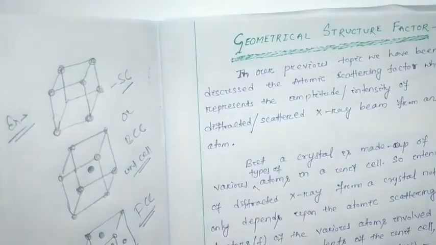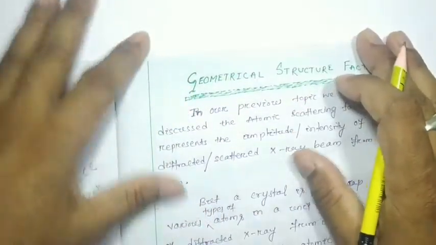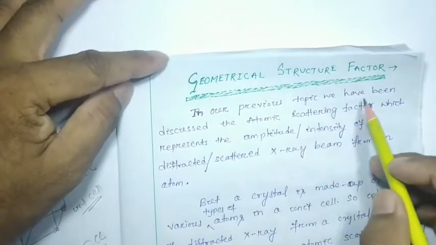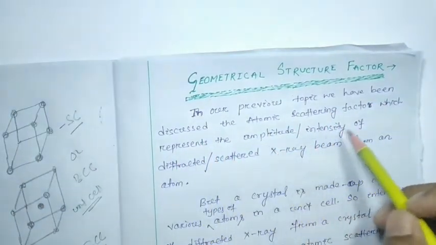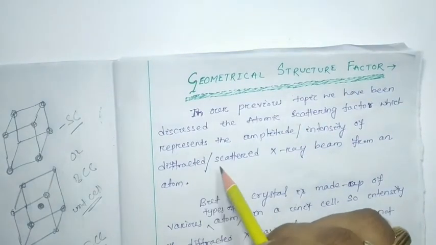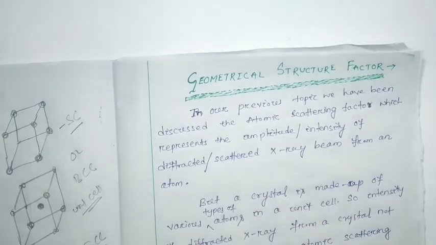So let's start our discussion. In our previous topic, we discussed the atomic scattering factor, which represents the amplitude or intensity of the diffracted or scattered X-ray beam from an atom, whatever I have discussed just now.